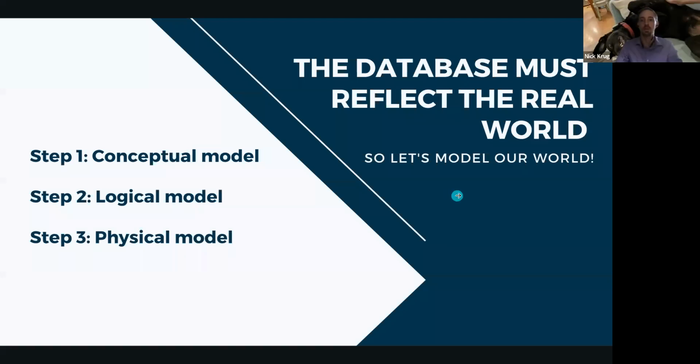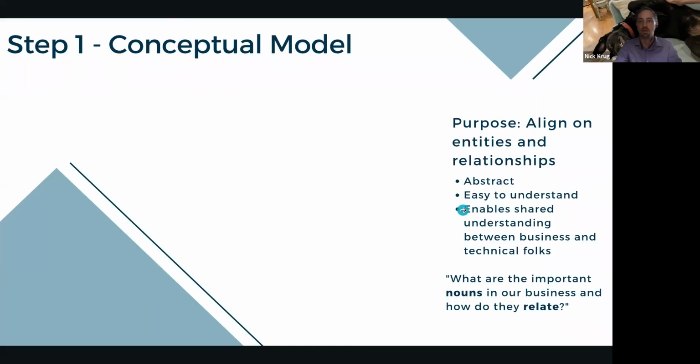So starting with the simple example, we need to build a database that reflects the real world so that it's going to be usable and easy to store. So we're going to do that by modeling our world. And we do this by starting at a very high conceptual level that is very abstract. And we're slowly going to get more and more concrete until we're actually able to build out our database. So let's kick it off with the conceptual model.